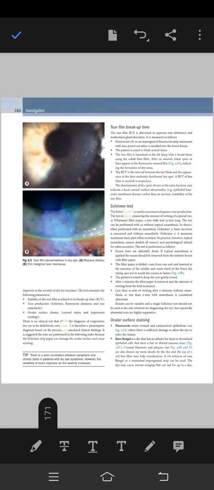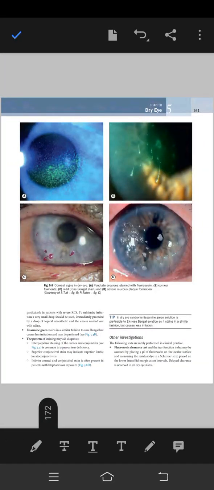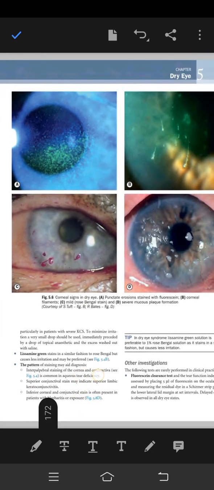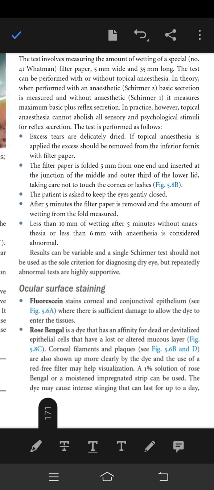Now the next test is the ocular surface staining with fluorescein, with rose bengal, with lissamine green stain, and the pattern of staining may diagnose the disease. Fluorescein stains cornea and conjunctival epithelium where there is sufficient damage to allow the dye to enter the tissues. Rose bengal is a dye that has an affinity for dead or devitalized tissue that has lost or altered mucus layer. Corneal filaments and plaques are shown clearly, and use of a red-free filter will help the visualization. A 1% solution of rose bengal or moisture-impregnated strip can be used.